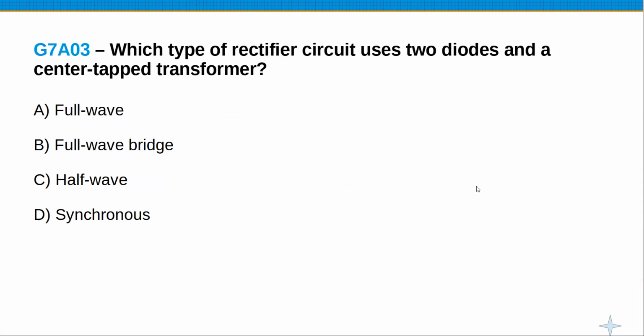Two diodes and a center tap transformer. What was the only one that used the center tap transformer? Alpha. Right. Because they throw in two diodes, so it can't be a full wave bridge because that takes 4 diodes, and it doesn't require a center tap transformer. And the half wave is a single diode and a regular transformer. And synchronous in this case means nothing.